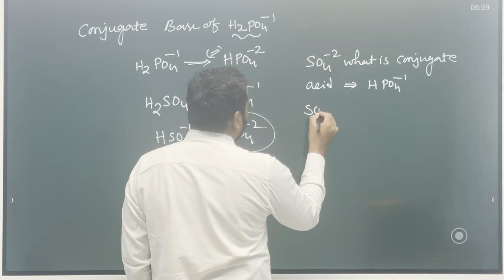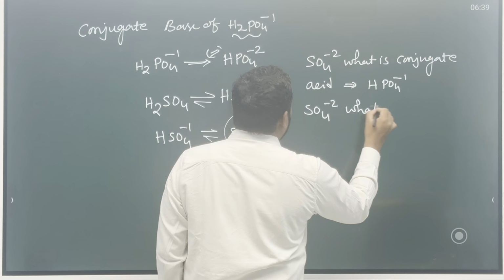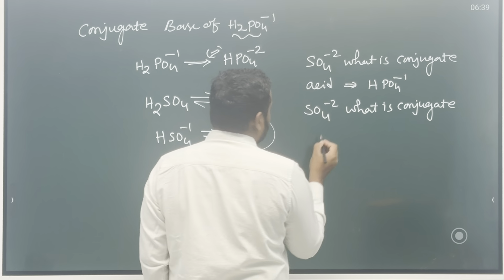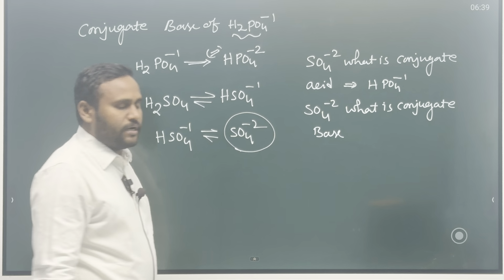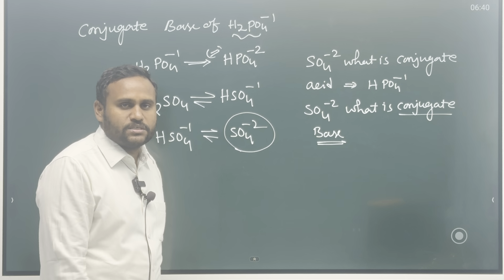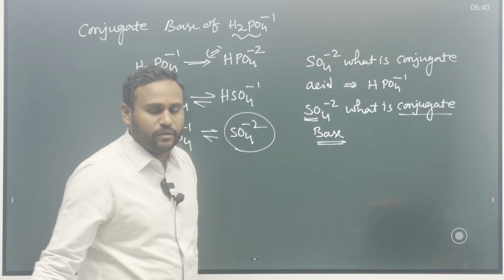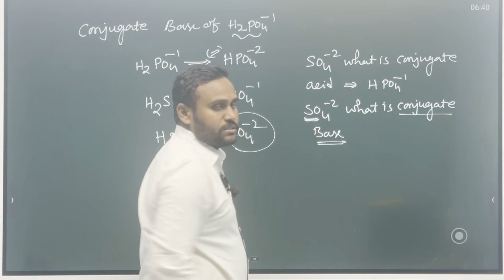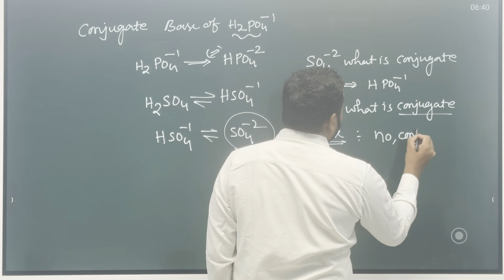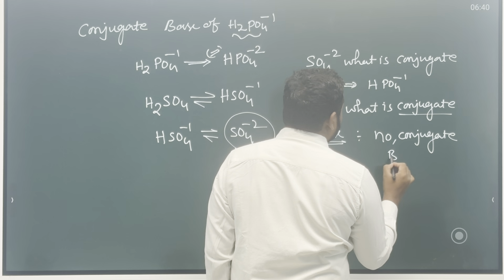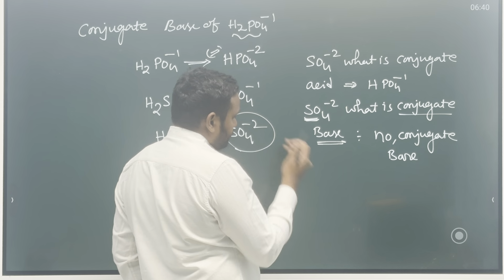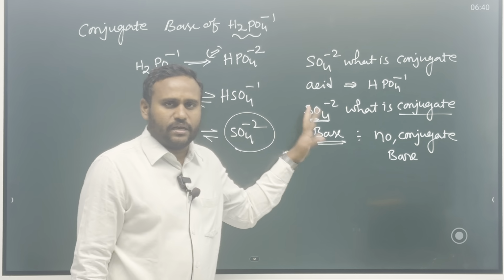The same question, if they ask for SO4 minus 2, what is the conjugate base? The conjugate base must have one proton less. Here there are no protons to lose, so it does not have a conjugate base. No conjugate base, because it cannot lose a proton.